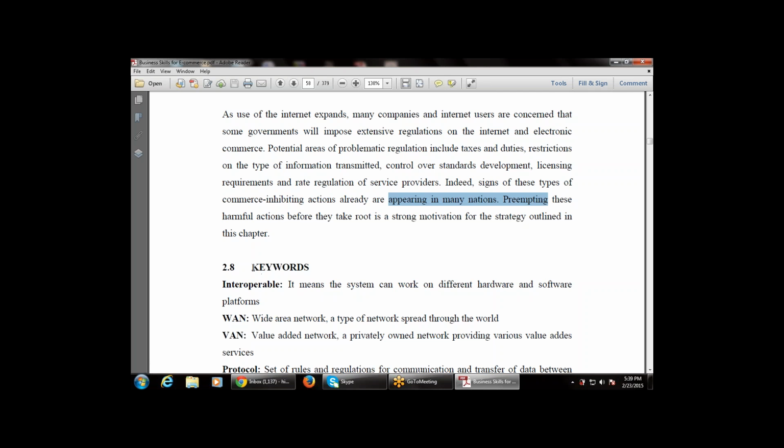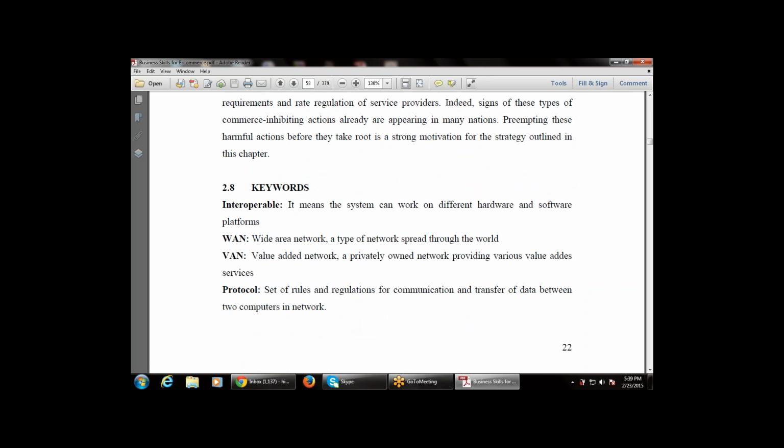Now, the last part, section 2.8, is keywords. That is, what are the keywords used in this chapter. One keyword used is interoperable. It means that the system can work on different hardware and software platforms.